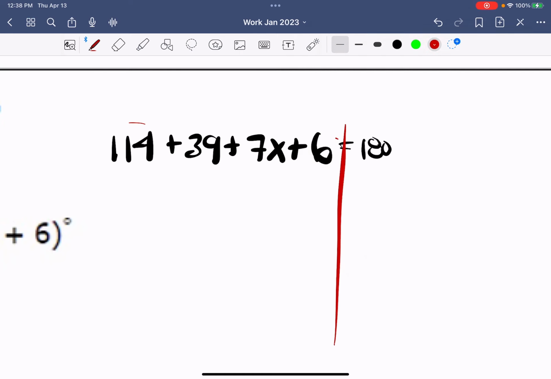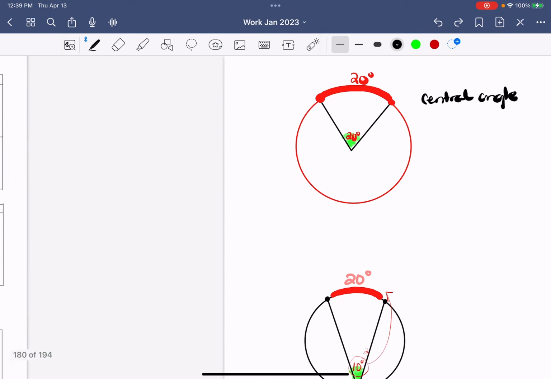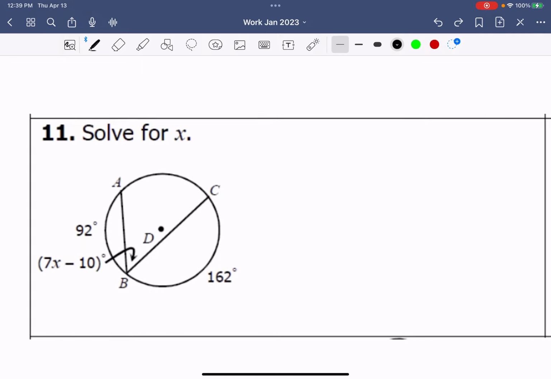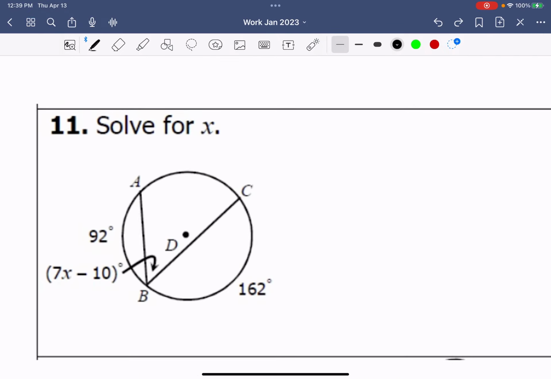I would probably add together the constants. So those are all just regular numbers, 114 plus 39 plus 6, and we get 159. So 7x, I drop 159, and then it equals 180. So from here, you just have to subtract that number, 159, and then divide by 7, and you should be good. Really, that's kind of how they work. This is probably the last one that I'll do.